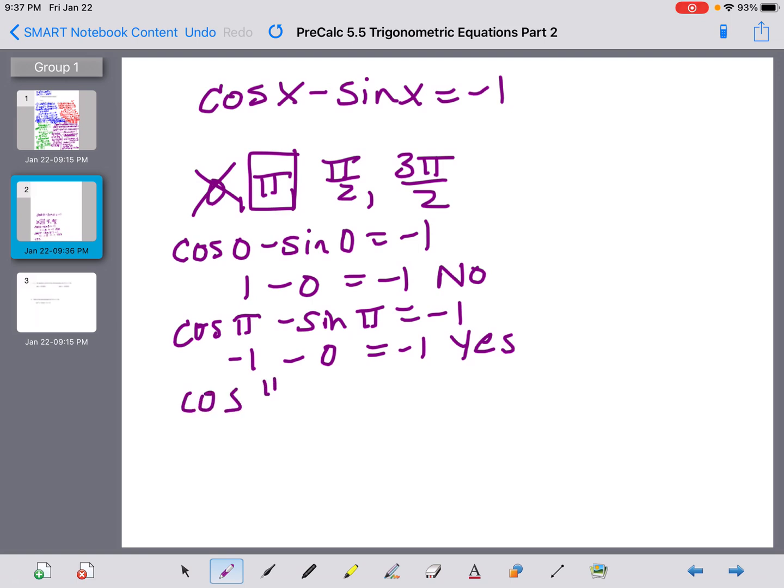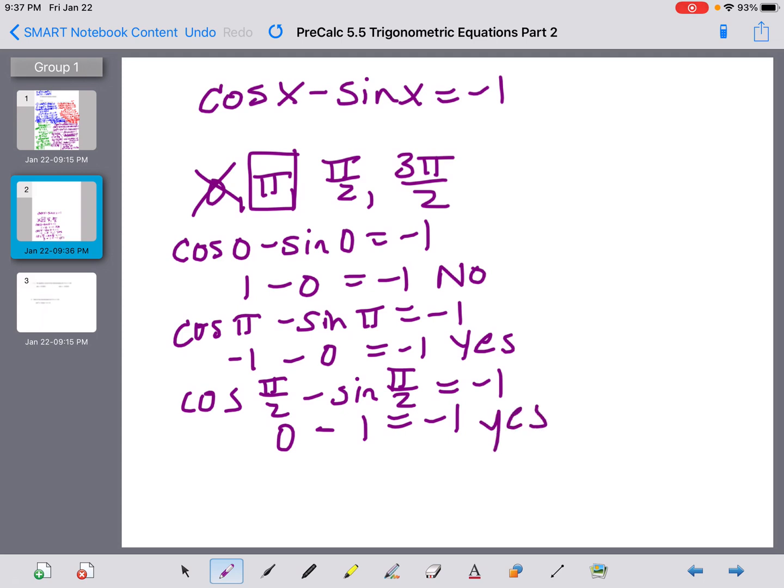Cosine of pi over 2 minus sine of pi over 2. Does it equal -1? Well, cosine of pi over 2 is 0. Sine of pi over 2 is 1. But because of that minus in between, does it equal -1? Yes. So pi over 2 works. Okay. Let's check the last one. Cosine of 3 pi over 2 minus sine of 3 pi over 2.